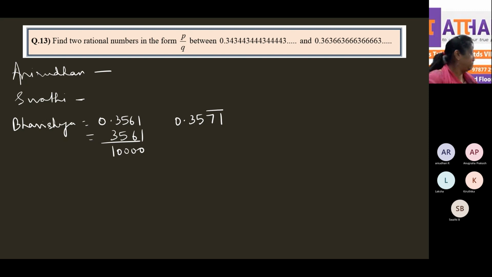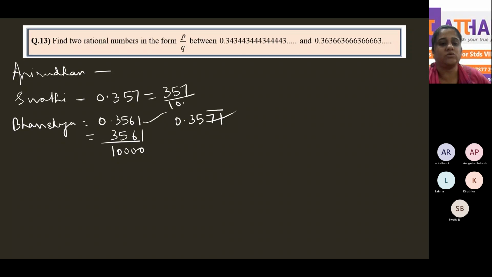Are you all listening? Roshni and Prenu? All right. So Bhavashya is right. What about Swati? Yes, ma'am, the terminating decimal expansion is 0.357. What's the P by Q form for this? 357 by 1000, ma'am. Very good. By 1000. And repeating decimal? Ma'am, it's 0.3569 bar.